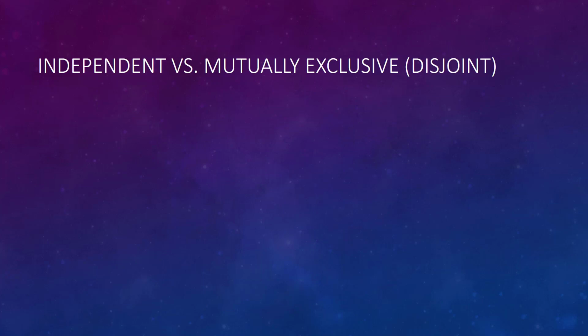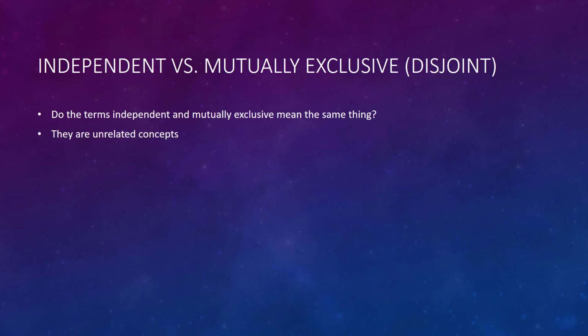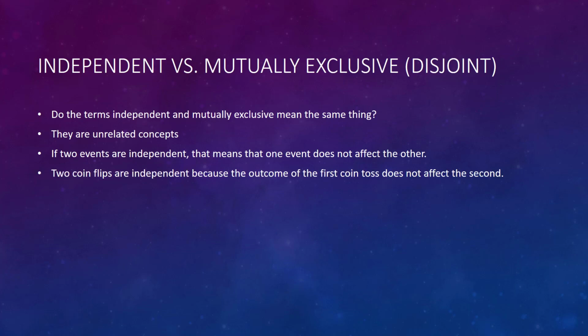The last topic in this video is to compare the concepts of independence and mutually exclusive events. Do the terms independent and mutually exclusive mean the same thing? Pause this video, write down your answer, and then unpause it to see if you're correct. The answer is that independence and two events being mutually exclusive or disjoint are unrelated concepts. If two events are independent, that means that one event does not affect the other. For example, 2 coin flips are independent because the outcome of the first coin toss does not affect the outcome of the second.